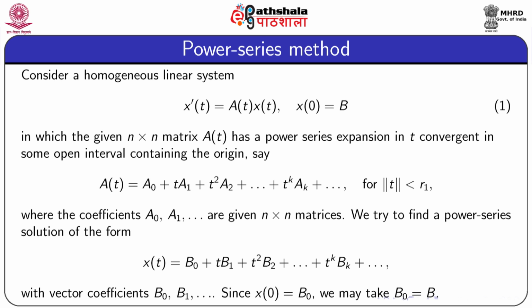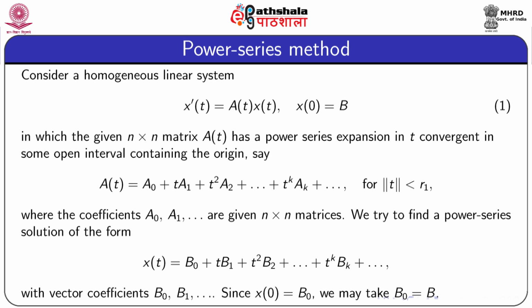We consider a homogeneous linear system of the form x dash t, which is equal to dx/dt, which is equal to A(t) x(t), with initial condition x(0) is equal to b, given by equation 1, in which the given n cross n matrix A(t) has a power series expansion in t and is convergent in some open interval containing the origin.